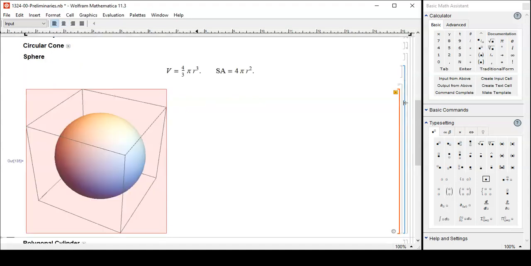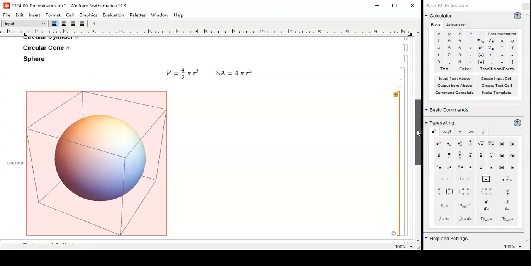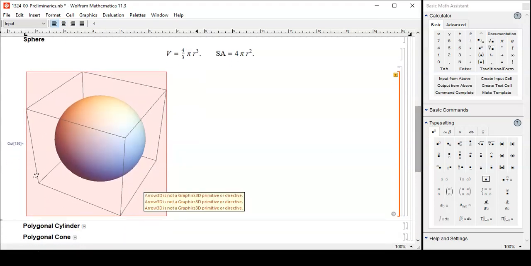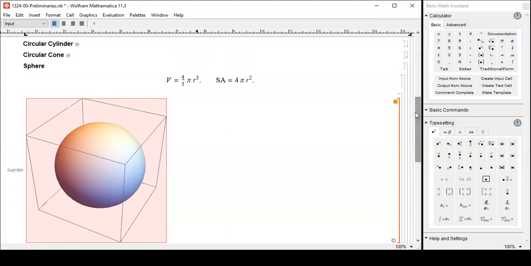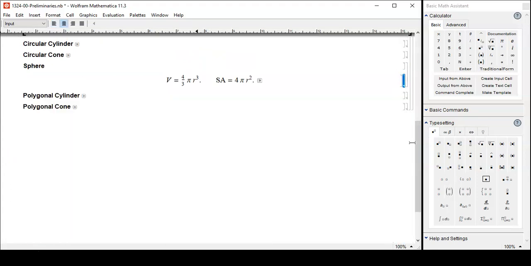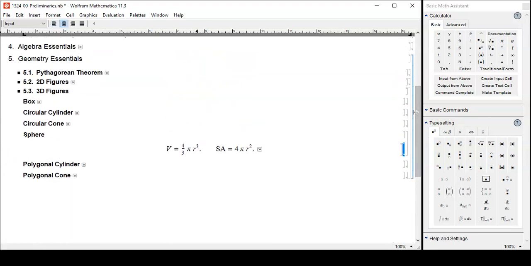Sphere. So if you have a ball like this, volume formula is 4/3 pi r cubed. Surface area is 4 pi r squared. Why? That's going to be answered in calculus, not here. It's too hard. But remember the formula.